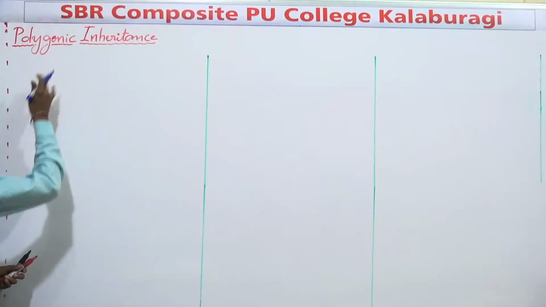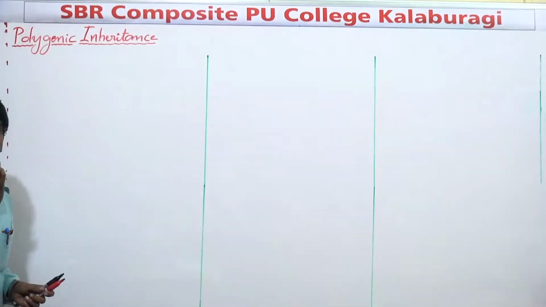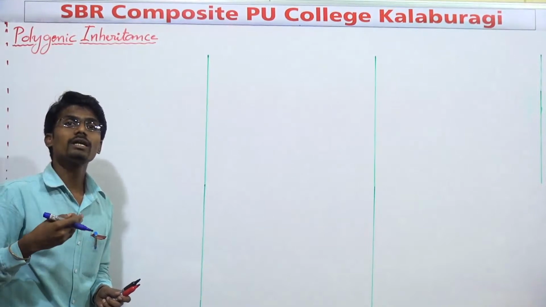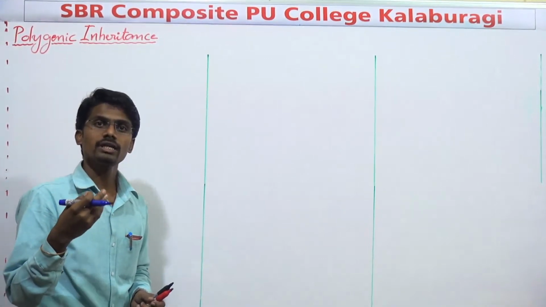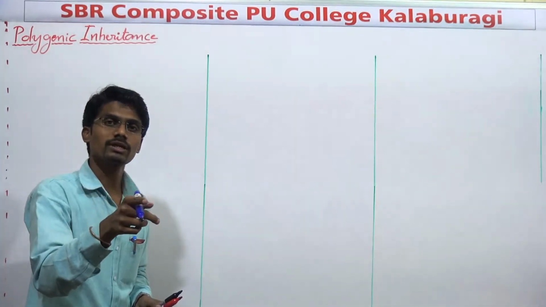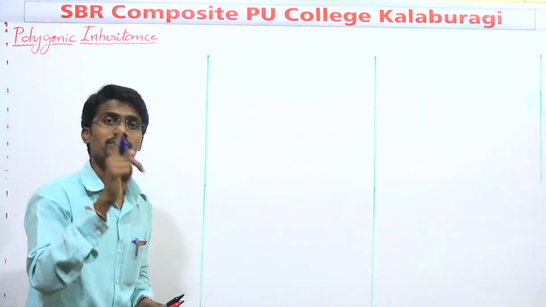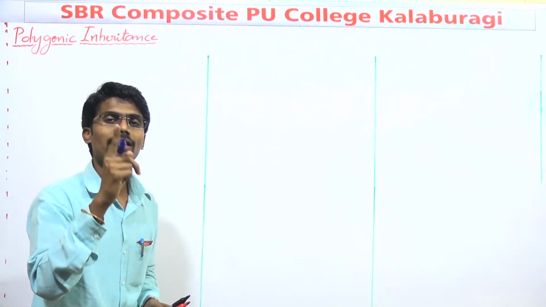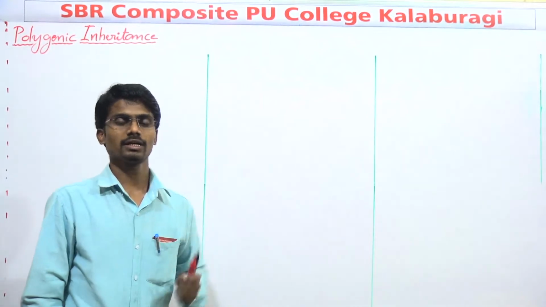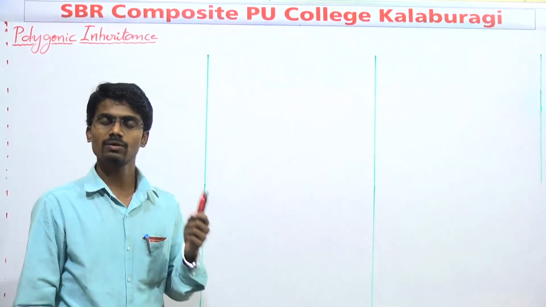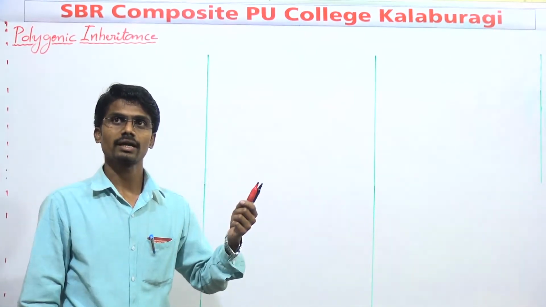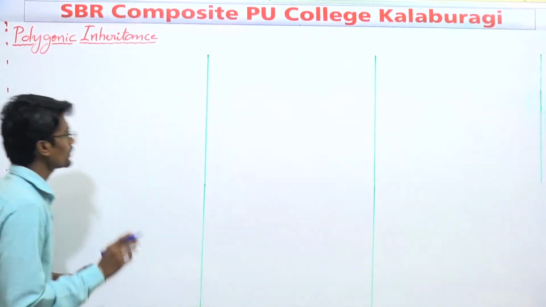Dear students, before going to study polygenic inheritance, you must know about monogenic inheritance. Monogenic inheritance means one gene which is transmitted from one generation to another generation, which can control only one character, that is monogenic. For that monogenic inheritance, the best example was given by Mendel about the law of dominance, segregation, etc.